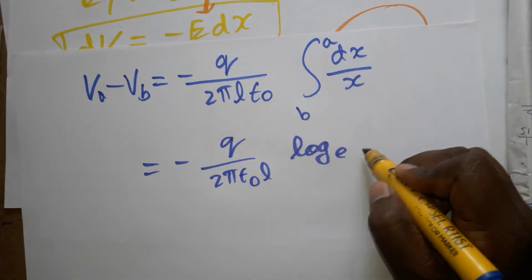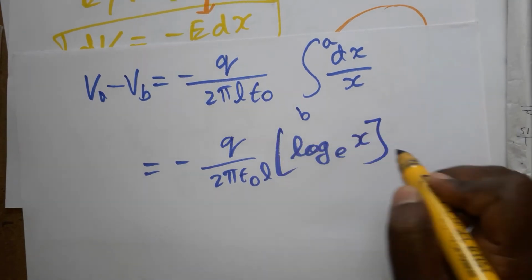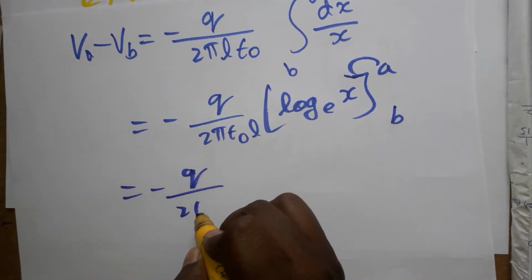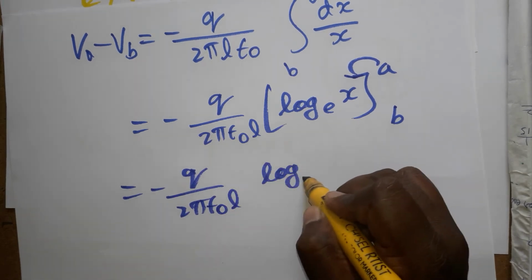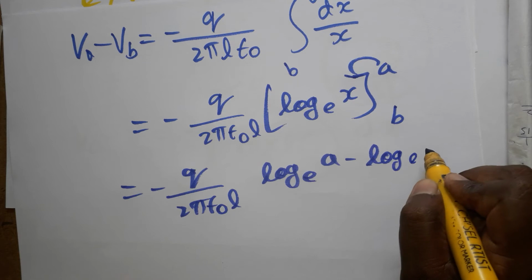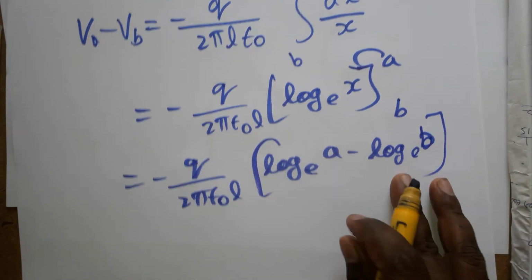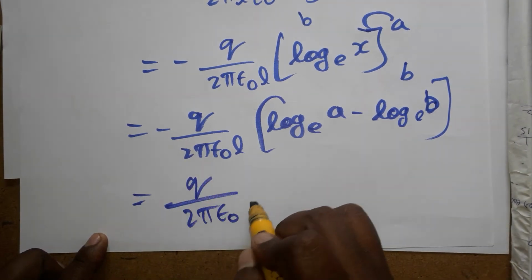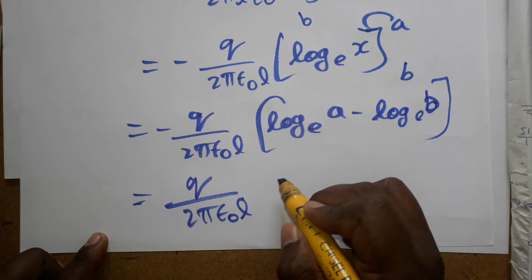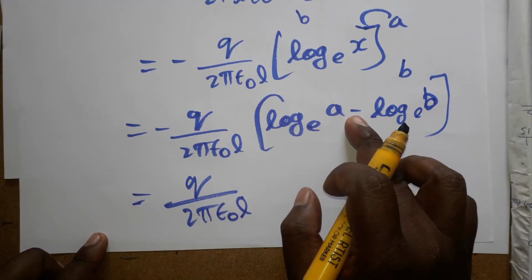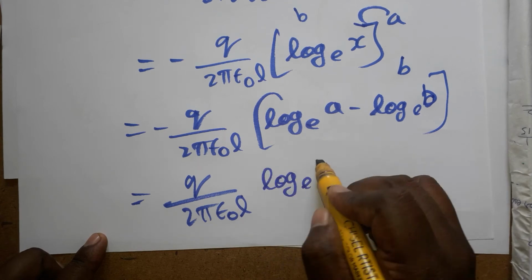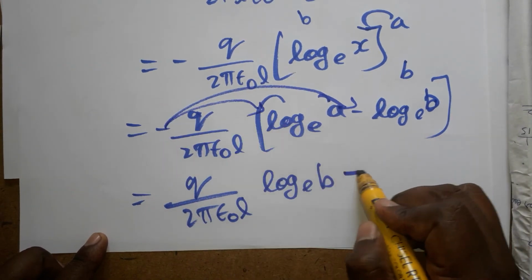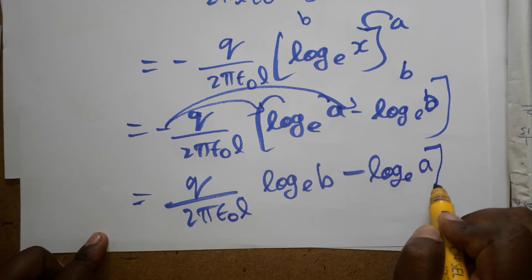The integration of dx by x is ln with base e, not base 10, because it is dx by x. It is from B to A, higher limit minus lower limit: minus q divided by 2 pi epsilon naught L times log base e of A minus log base e of B. When the log gives a minus, I take this minus inside again: q divided by 2 pi epsilon naught L, B will come here, A will go there, minus of minus will be plus, so log e B minus log e A. So we got this equation.